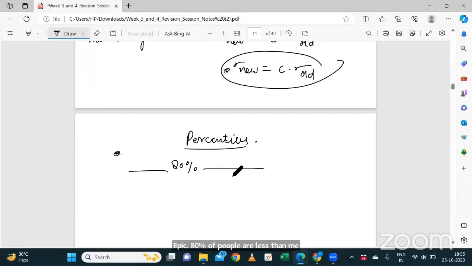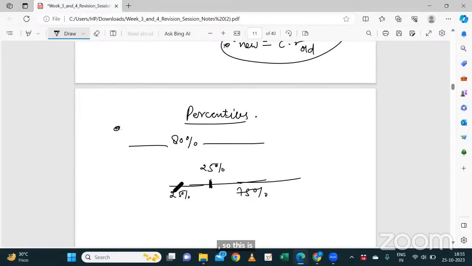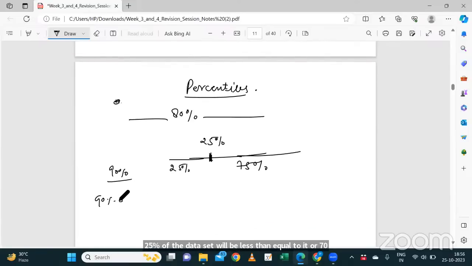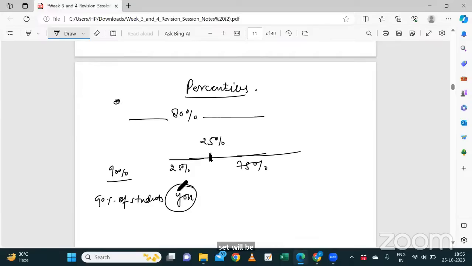So percentile means, suppose I'm saying 25 percentile. That means 25% of the data set will be less than or equal to it, and 75% of the data set will be above it. Suppose you got 90 percentile in the CAT exam or JEE exam. That means the marks of 90% of the students are below you, and the remaining 10% of the students are above you.